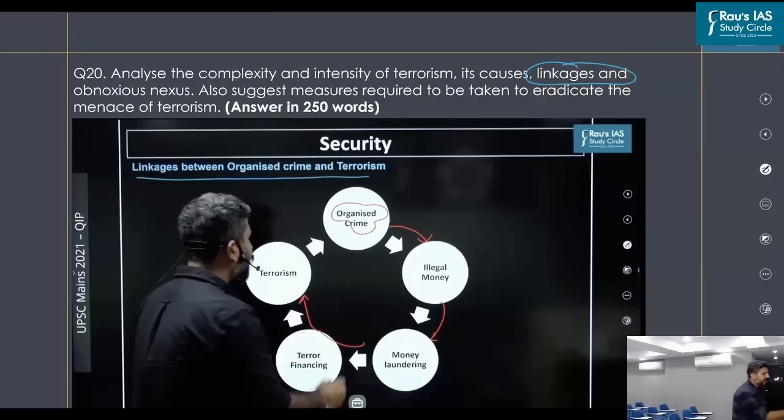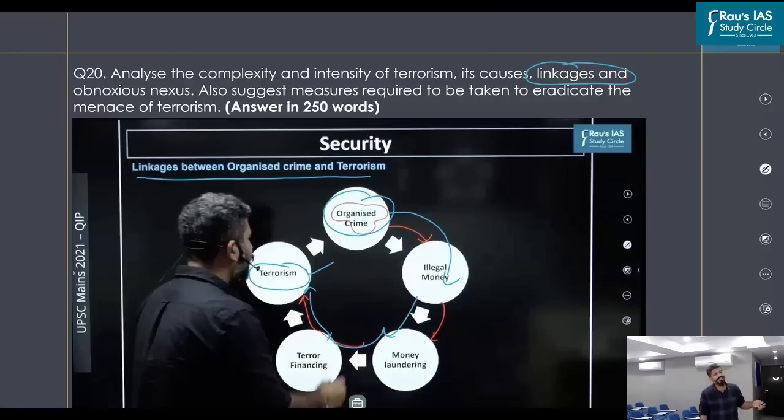So look at this. If there exists terrorism and if there exists organized crime, it can generate illegal money, which can be money laundered and which can lead to terror financing and in turn breed terrorism. So this is a vicious cycle that is created because of the existence of organized crime and terrorism in our country. So this clearly demonstrates the linkage between terrorism and the organized crime that exists in our society or in India's neighborhood, which poses a challenge to the internal security.